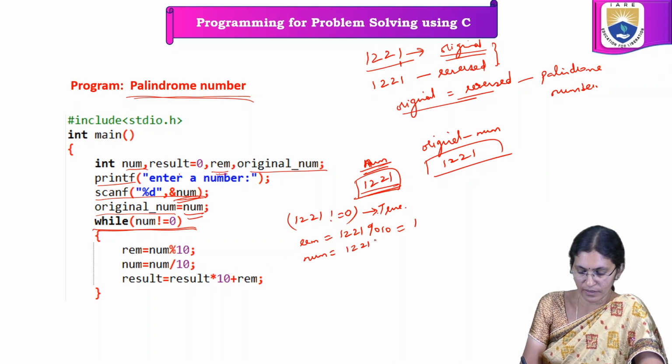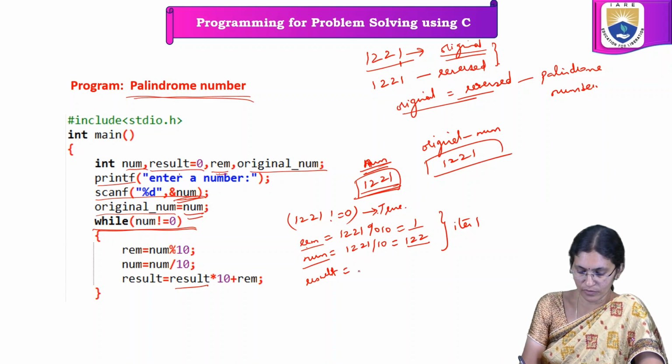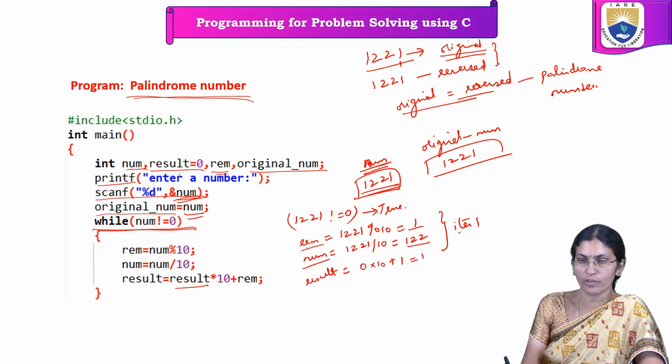So 1221 divided by 10 is equal to 122. In the first iteration, we get the value of num as 122 and remainder as 1. Now result: initially we have assigned the result value to 0. So 0 into 10 plus remainder 1 is equal to 1. So for the first iteration, we have the result value as 1.